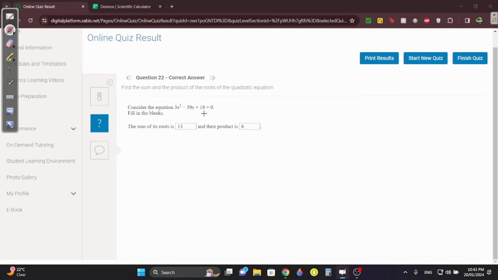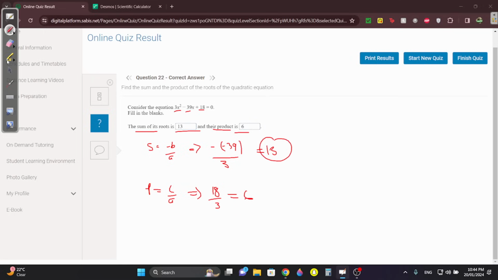Okay, this one came last. Oh no, this did not. Okay, the sum of the roots. The sum is minus b over a. So minus b, minus 39 over a, which is 3. Okay, and what is the product? The product we said is c over a, which is 18 divided by 3, because 18 is c and a is 3. You get 6 here, you get 13 here. So the sum is 13, or the product is 6.